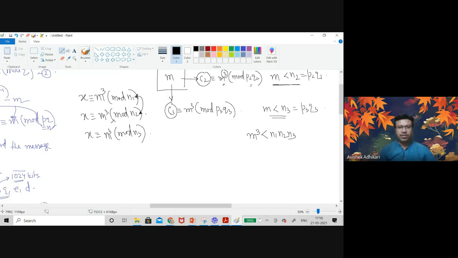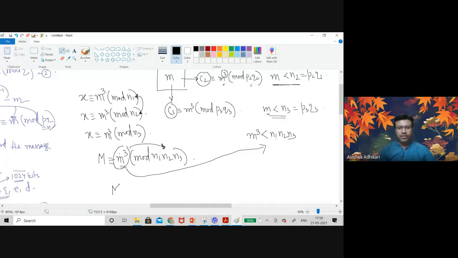What the Chinese remainder theorem says is that there must exist a common solution, which could be your capital M, congruent to m cube modulo n1 into n2 into n3. Now note that this m cube value is strictly less than n1 into n2 into n3. Just now we have proved it, because each m is strictly less than its n. So if you make a product, m cube becomes strictly less than n1 into n2 into n3.